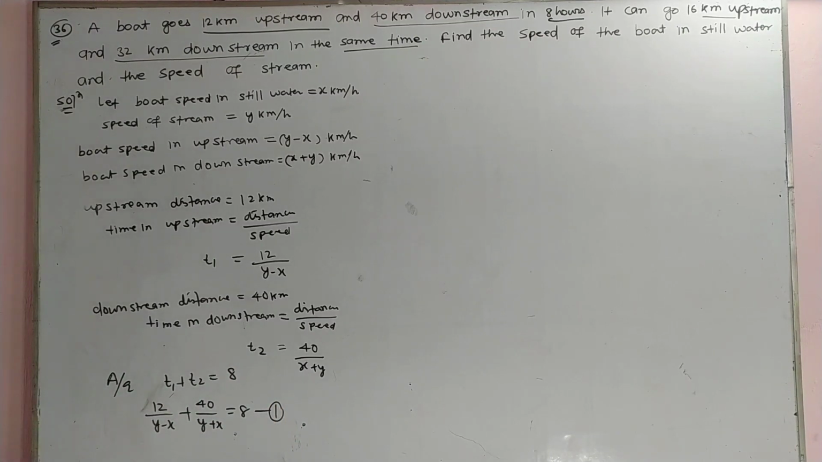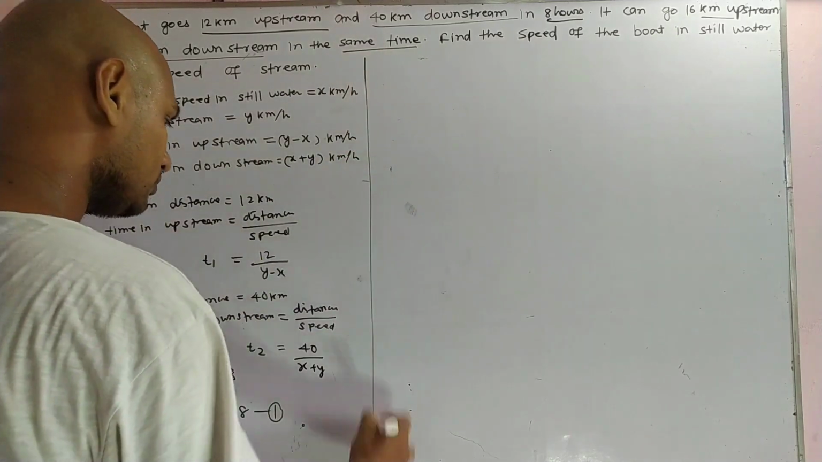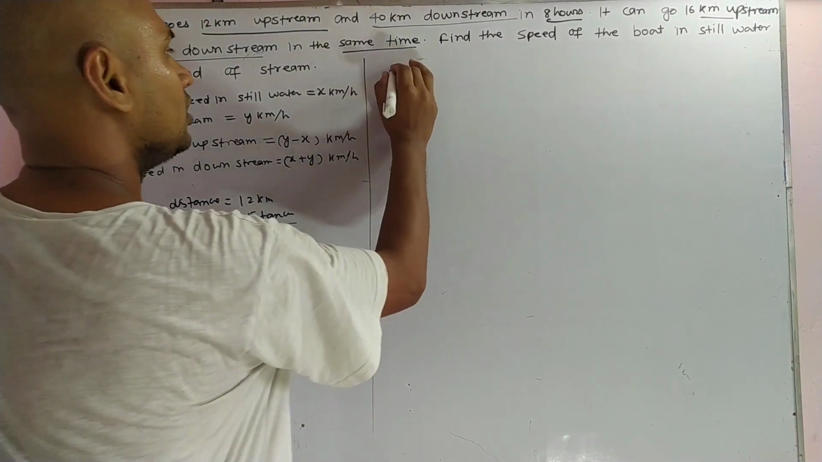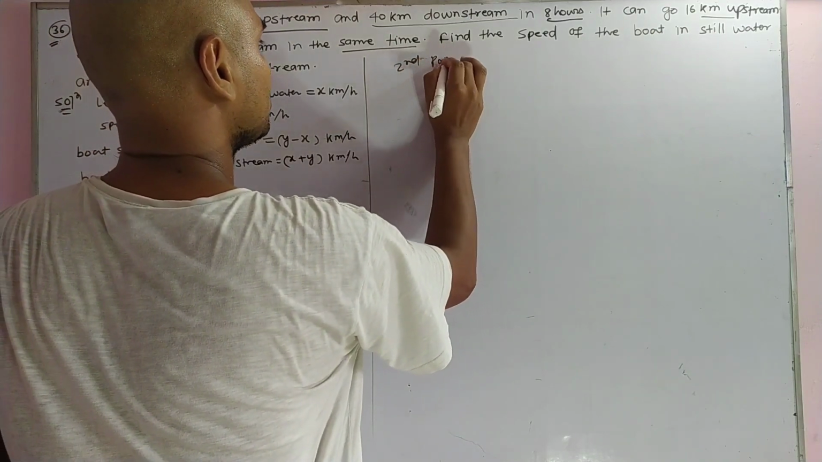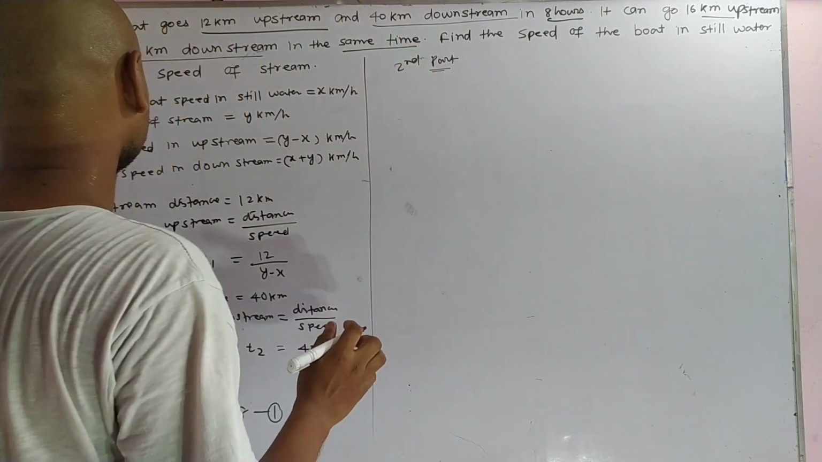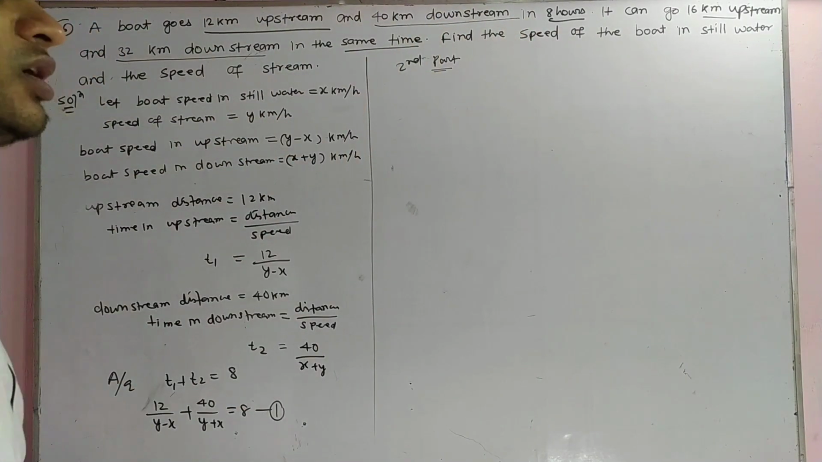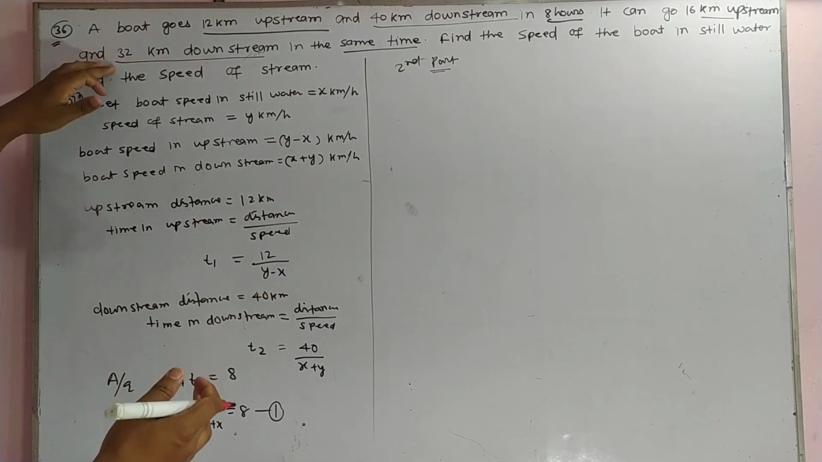I think you are able to follow me up to here. This is the first part of the question. Now the second part. In the second part, the question tells us that in the same time it can go 16 km upstream and 32 km downstream.